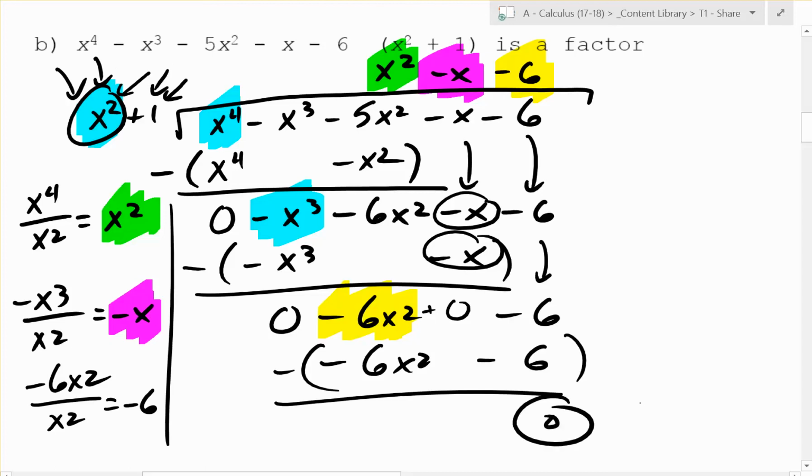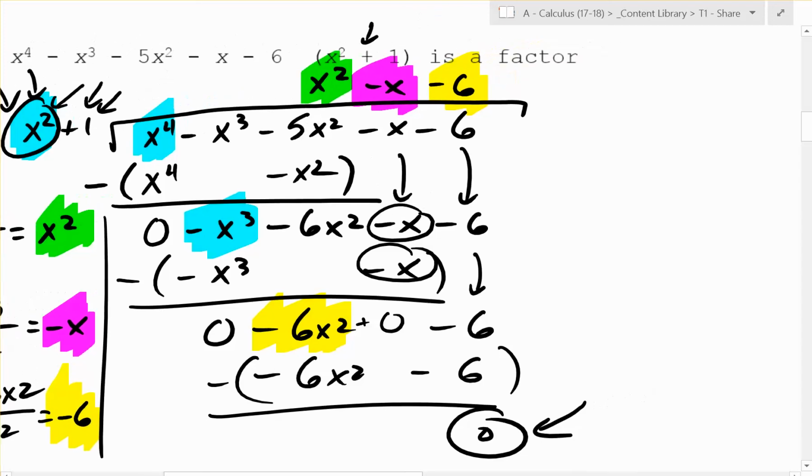We knew it should be 0 because we were told that this is a factor. If you came up with something other than 0, if that indeed is a factor, then you've made a mistake. So it should be 0. Remember, leading over leading, and it's the same thing over and over again.